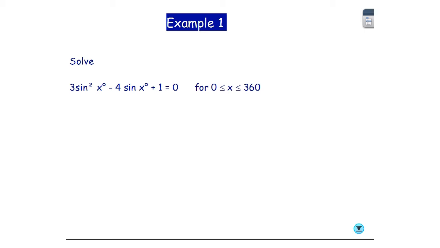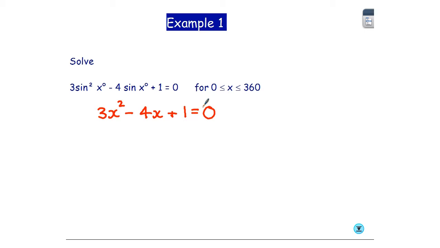Now it does look quite complicated the way it is, so my advice would be to write it without the sine in it and just pretend it's just x's until you've got it factorised, and then we can bring the sine back in. Okay? So I've taken out the sine, so I've got 3x squared minus 4x plus 1, and I'm going to factorise that so that I have 2 brackets.